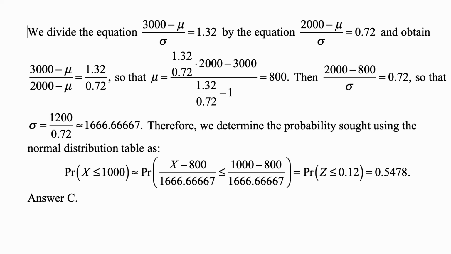Therefore we determine the probability sought using the normal distribution table as the probability that X is less than or equal to 1,000, which is the probability that (X minus its mean, which is 800) divided by its standard deviation, approximately 1,666.66667, is less than or equal to (1,000 minus 800) over 1,666.66667. And that's equal to the probability that Z is less than or equal to 0.12, which we look up in the table as 0.5478. That's answer C.